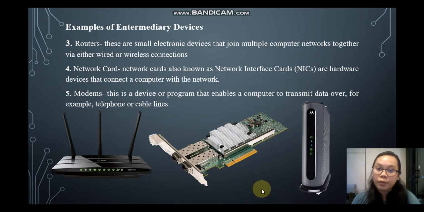Examples of intermediary devices. Routers. These are small electronic devices that join multiple computer networks together via either wired or wireless connections. Network card. Network cards, also known as network interface cards, are hardware devices that connect a computer with a network. Modems. This is a device or program that enables a computer to transmit data over, for example, a telephone or cable line.